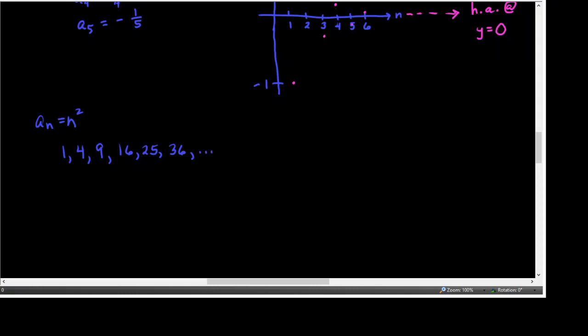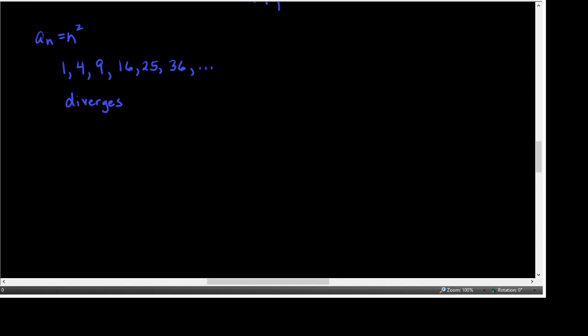Converge or diverge? Well, these just increase without bound. If you know perfect squares, they're just going to get bigger and bigger and bigger. So they do not approach any particular number, and so this sequence diverges. Anytime the sequence increases without bound or decreases without bound, it will have to diverge. The sequence converges if all of the terms are approaching some value.